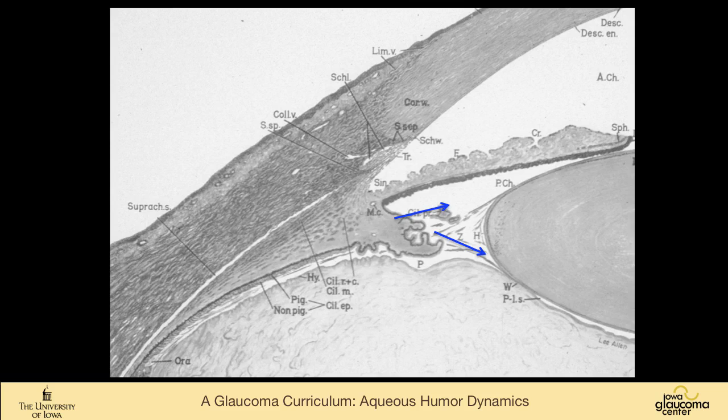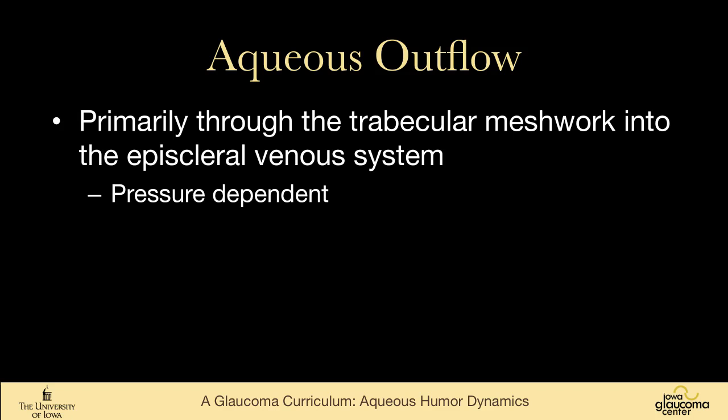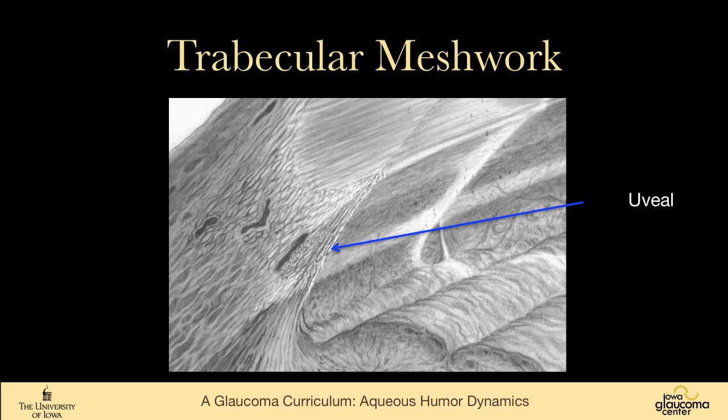So we can see here the fluid is flowing from the ciliary body. It's going to bathe all the structures in the posterior chamber, go through the pupil into the anterior chamber, bathe the cornea, and ultimately reach the iridocorneal angle. And there it will exit by two routes. Primarily through the trabecular meshwork into the episcleral venous system. This is pressure dependent.